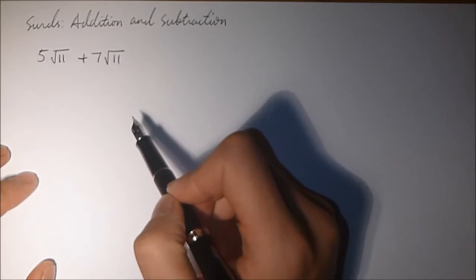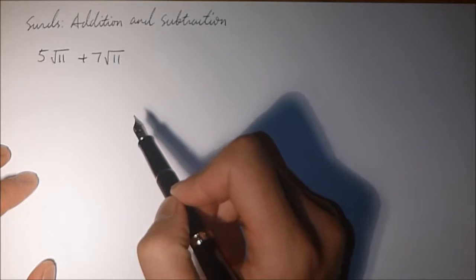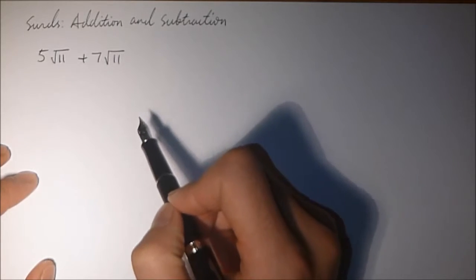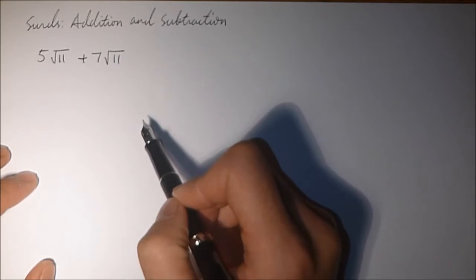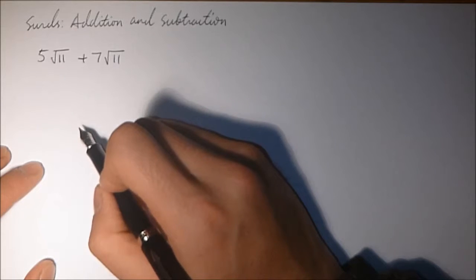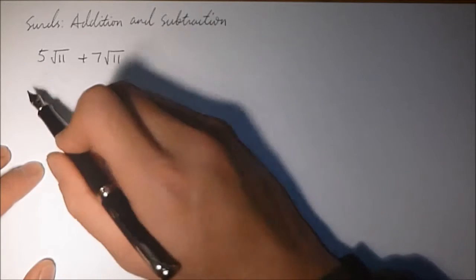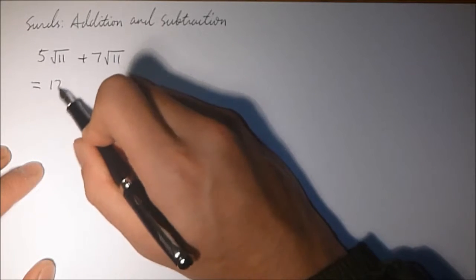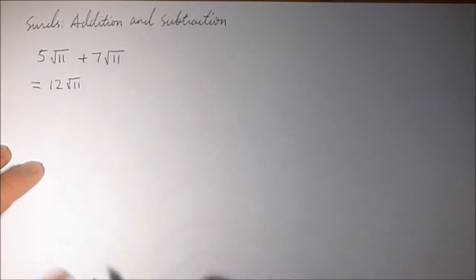And just like in algebra where you only add like terms, in surds you only add like surds. So 5 times square root of 11 plus 7 square root of 11, we just end up with 12 square root of 11.